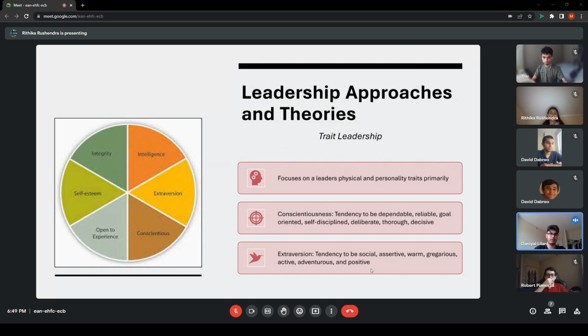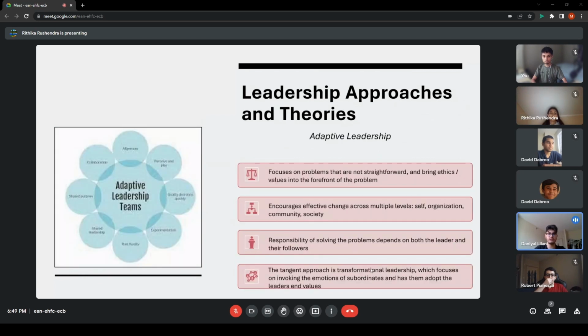Adaptive leadership, on the other hand, is an approach that focuses on problems that are not straightforward, that bring ethics and values into the forefront of the problem. And the main overarching concept of it is about mobilizing people to address change. Adaptive leaders encourage effective change across multiple levels. So the levels are self, organization, community, and society.